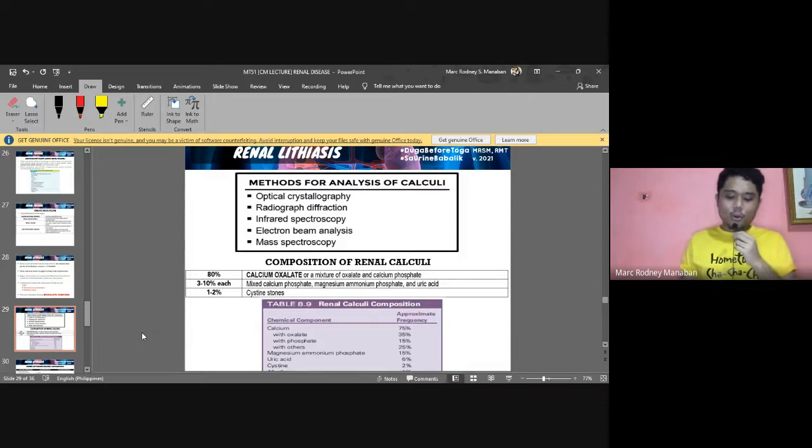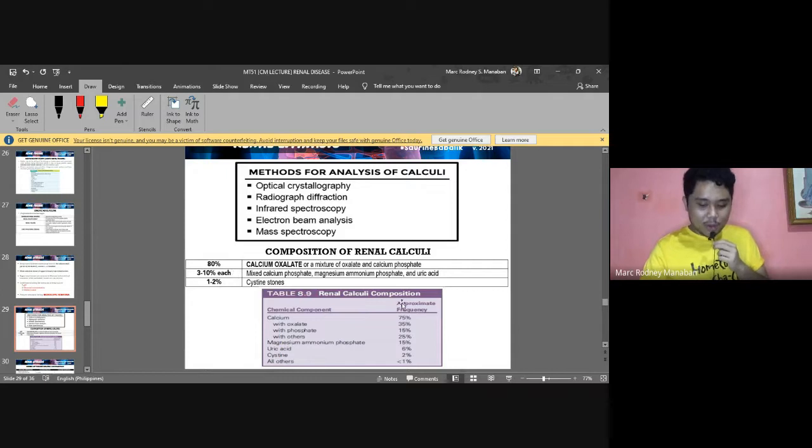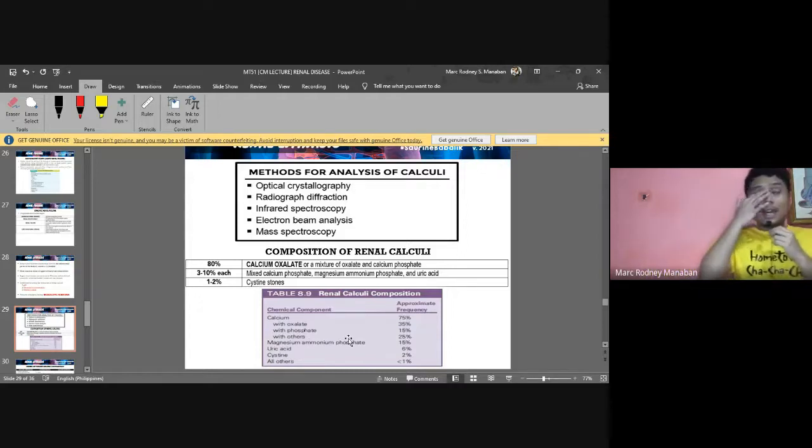3 to 10% each, of course, are calcium phosphate, magnesium ammonium phosphate or struvite, and uric acid, all right? And 1 to 2%, the rarest, are the cystine crystals or cystine stones. So this is from Brenzel. As you can see, cystine is really quite small. The most common is still calcium oxalate. So it is usually calcium, partnered with other substances such as oxalate, phosphate, and others. It can be calcium sulfate, too. So those crystals are possible to form, not all of them, but some of them can form renal calculi.